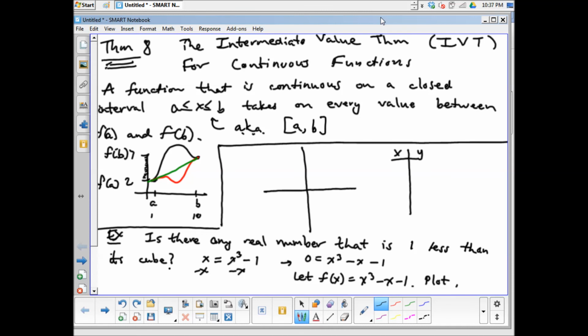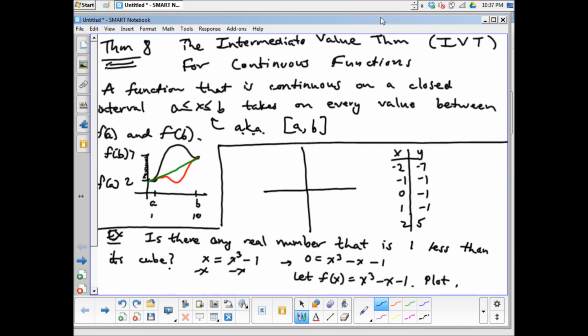I plugged in -2 earlier and I got -7. And I plugged in -1 and I got -1. You can test this out. Plug in 0, I get -1. Plug in 1, I get -1. If I plug in 2, I get 5. So let's plot that real quick.